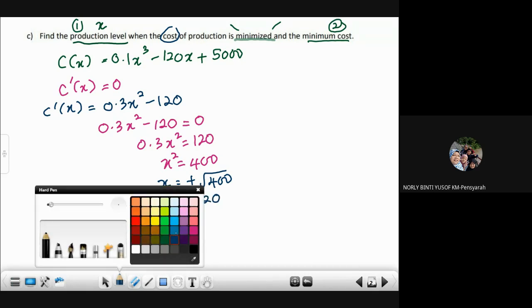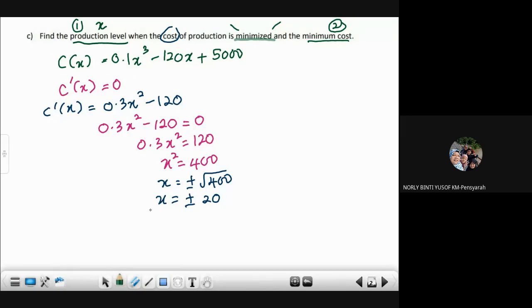Tapi since that x is production level, maksudnya quantity kan, X. So quantity, level production cannot be negative. Kalau dapat positif dua-dua, then terima. Tapi kalau dapat plus minus, the negative value, kita tak boleh terima. Because level of production, quantity, X cannot be negative. So X will be 20. So that is your value for your X.